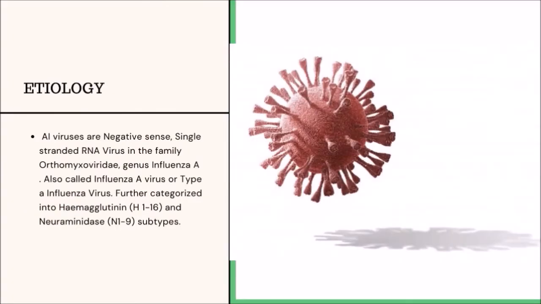Etiology. Avian influenza viruses are negative-sense single-stranded RNA viruses in the family Orthomyxoviridae, genus Influenza A. It is also called Influenza A virus or type A influenza virus. It is further categorized into hemagglutinin and neuraminidase subtypes.